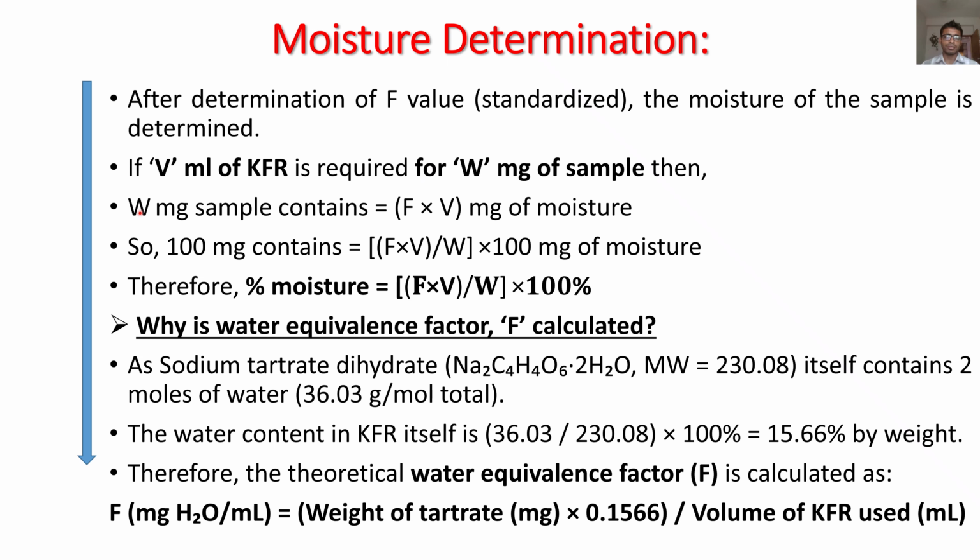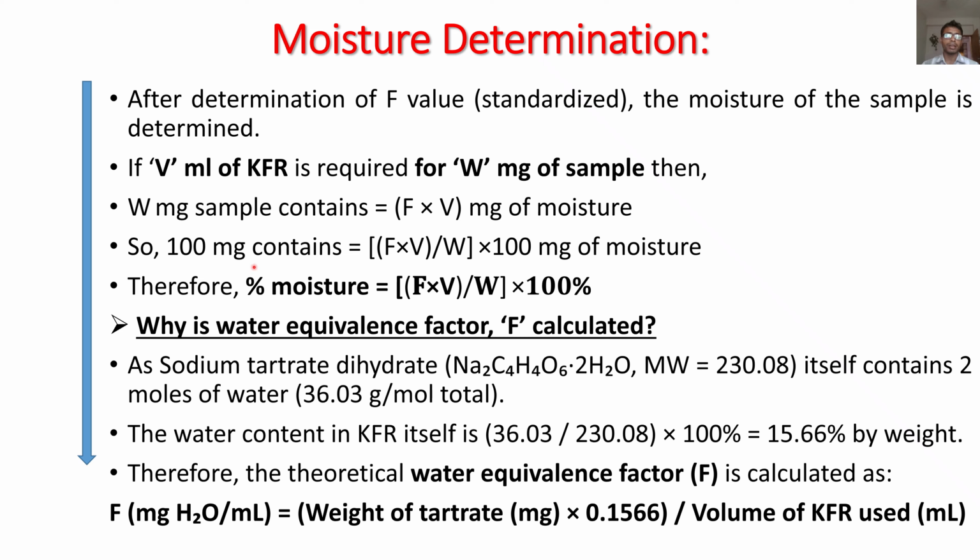Then W gram of sample contains F into V. What is F? F is usually a standard value. It would be given in your question, don't worry. The procedure for determining F is shown here because it is the equivalence factor. It is determined because our KFR itself contains some water, and you have to compensate for this. That is why we determine this equivalence factor.